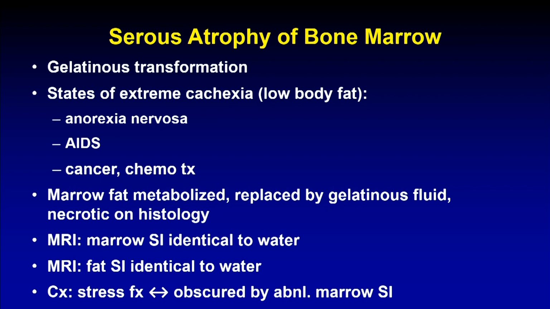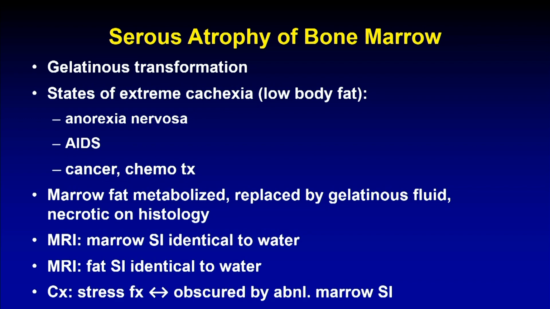That's why patients with anorexia nervosa have high marrow fat. But once they lose so much weight, the body actually uses the marrow fat and metabolizes it, and then it gets replaced by this gelatinous fluid, and if you do histology, it looks necrotic. The problem on MR then is that the marrow fat looks almost identical to water, and also the surrounding soft tissues. That's why it has this unusual appearance.